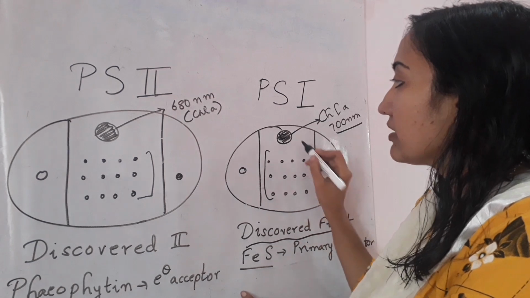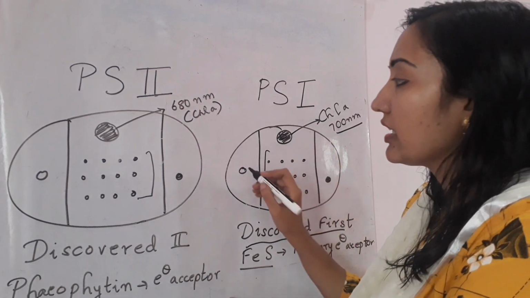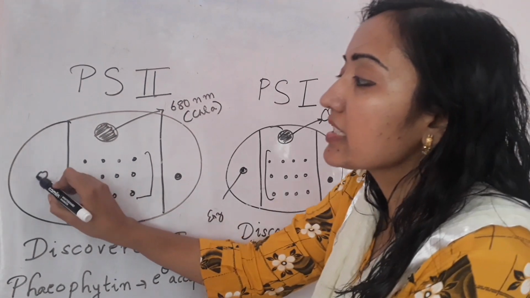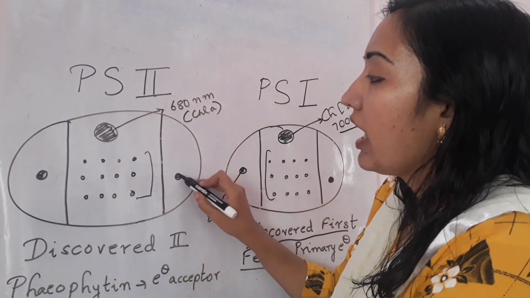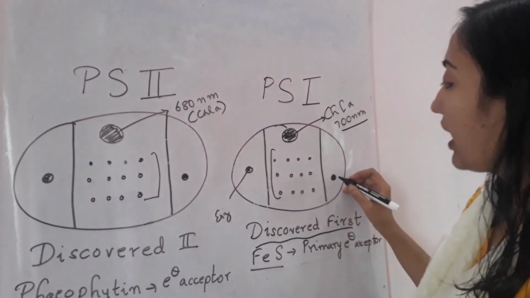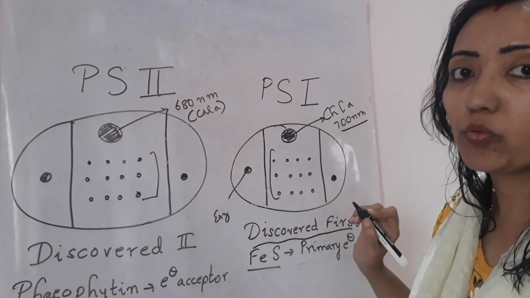These are the pigments. This is the main reaction center. This is the enzyme in photosystem 2, and this is the primary electron acceptor in photosystem 2, and this is the primary electron acceptor in photosystem 1.